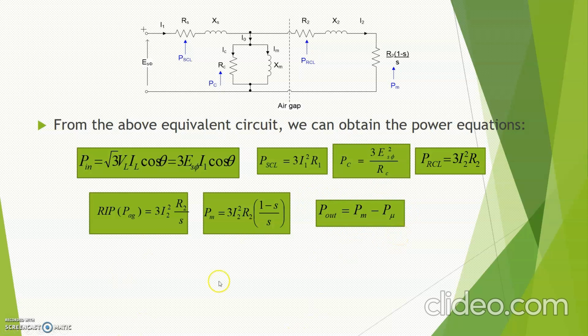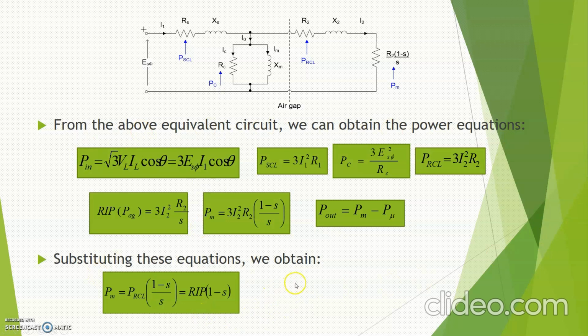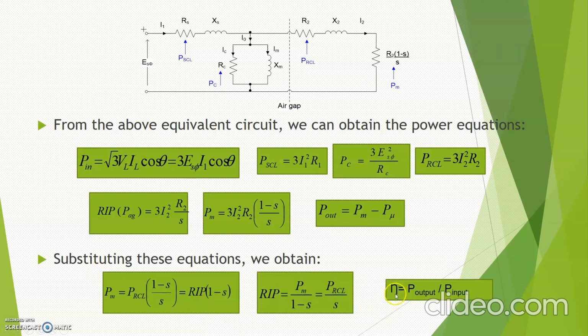Okay, alright. By substituting all these equations, you can obtain several formulas. You just need to memorize these formulas. So basically here is my PM. If I substitute my equation from here to here, I can get PM equal to P air gap multiplied with 1 minus S, or PM equal to PRCL multiplied with 1 minus S divided by S. And then the rotor input power can also be further simplified from here.